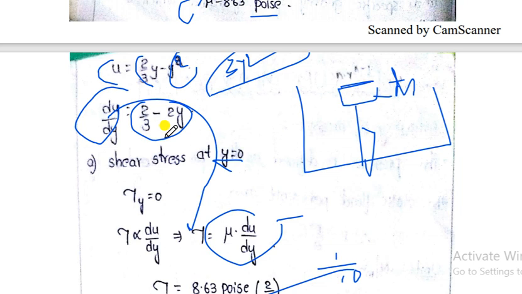Then apply the formula, that is tau is equal to mu into du by dy, the velocity gradient. Then substitute the value which you got, then substitute the mu value which must be given in the question. It may be in Pascal second form or it may be in poise form, right? So 1 poise equal to 1 by 10 Newton second per meter square, so that you can calculate easily.